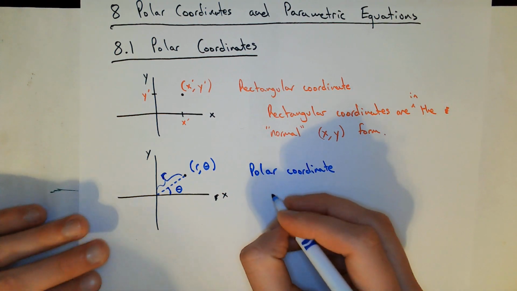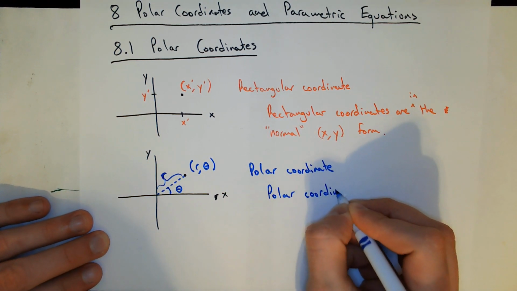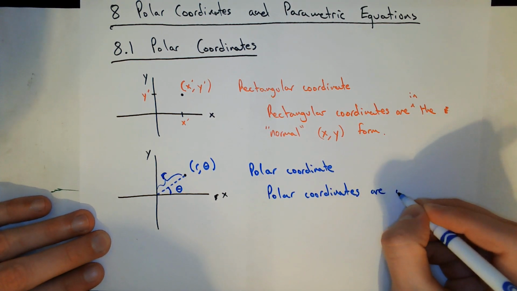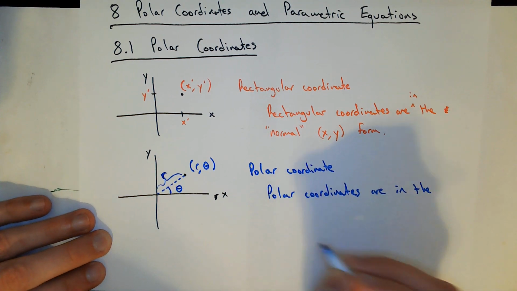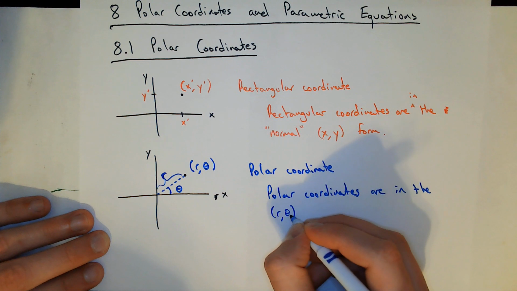Okay, so polar coordinates are just two different ways to get around the xy plane, that's all it is, in the r theta form.